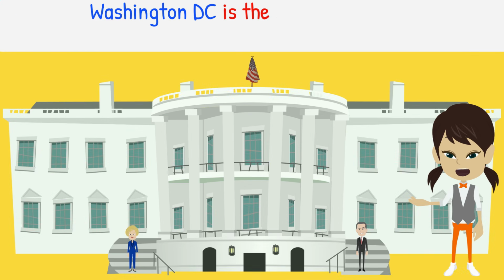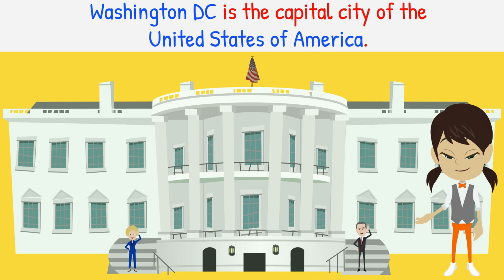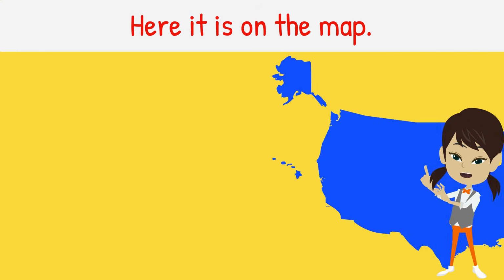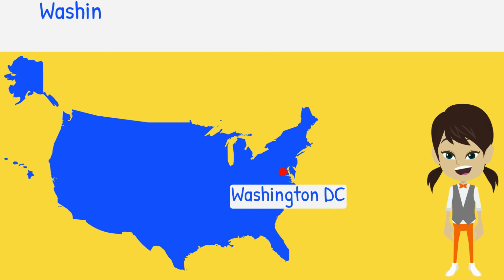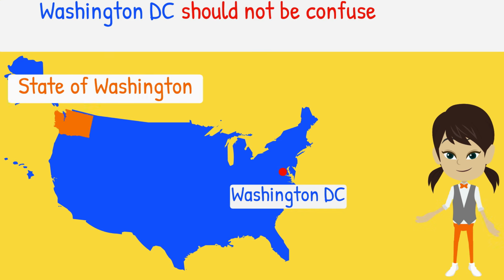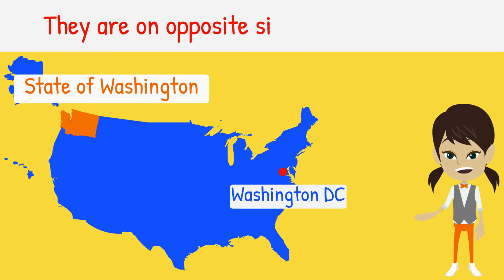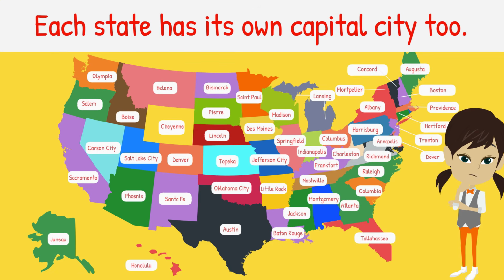Washington, D.C. is the capital city of the United States of America. This is an area that is set apart from the other 50 states. Here it is on the map. Washington, D.C. should not be confused with the state of Washington. They are on opposite sides of the country. Each state has its own capital city too.